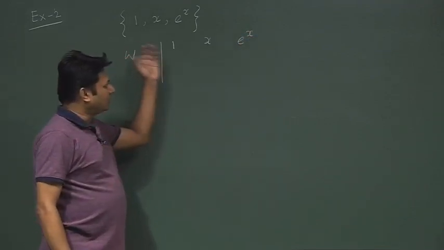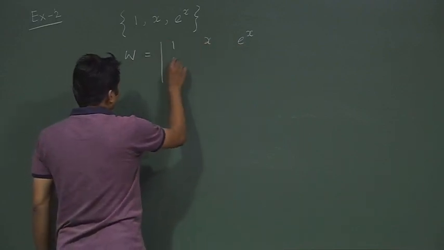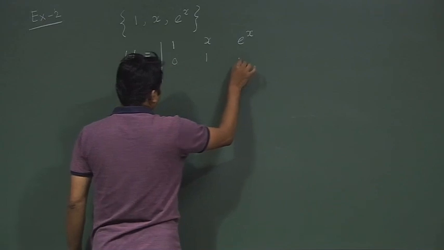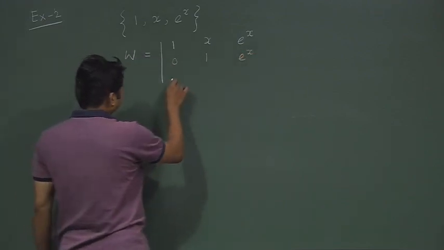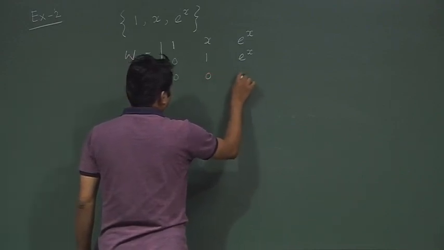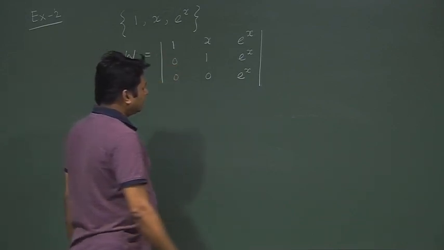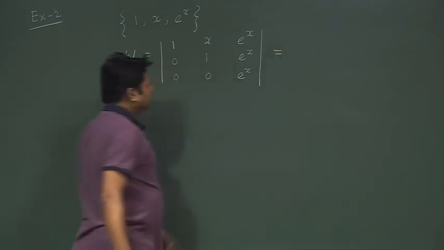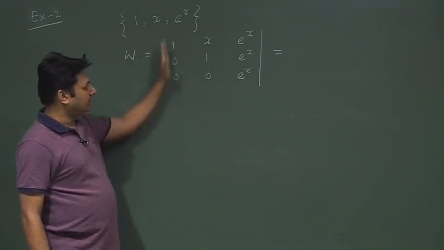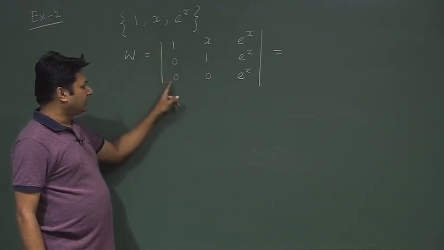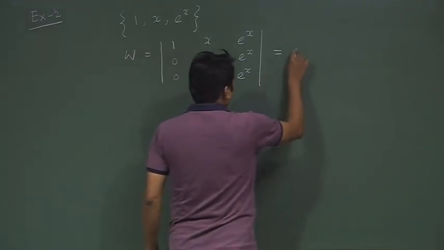In the first row I need to put all the functions as they are. In the second row I need to take the derivative of these quantities; the derivative of e to the power x will remain e to the power x, no problem with that. Then 0, 0, e to the power x. Now, if I calculate the determinant of this quantity, you will find that if I go with this column, these two are 0, so I should not bother about calculating the rest. The determinant will be e to the power x.